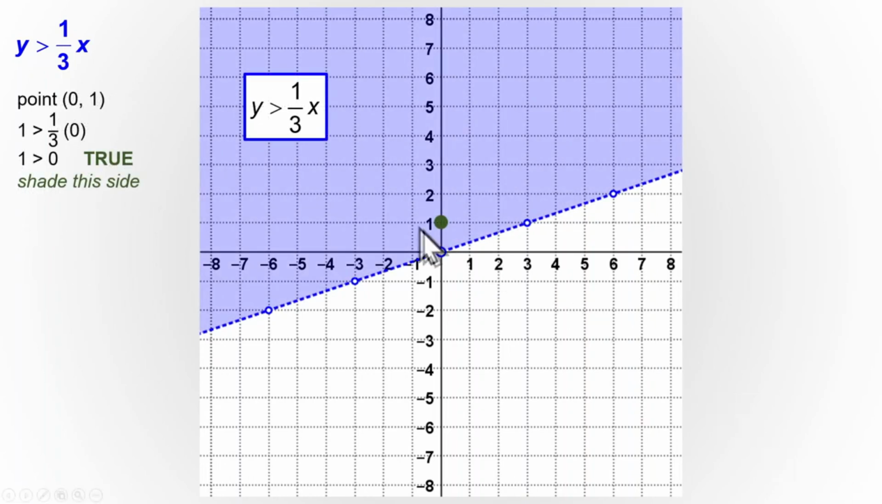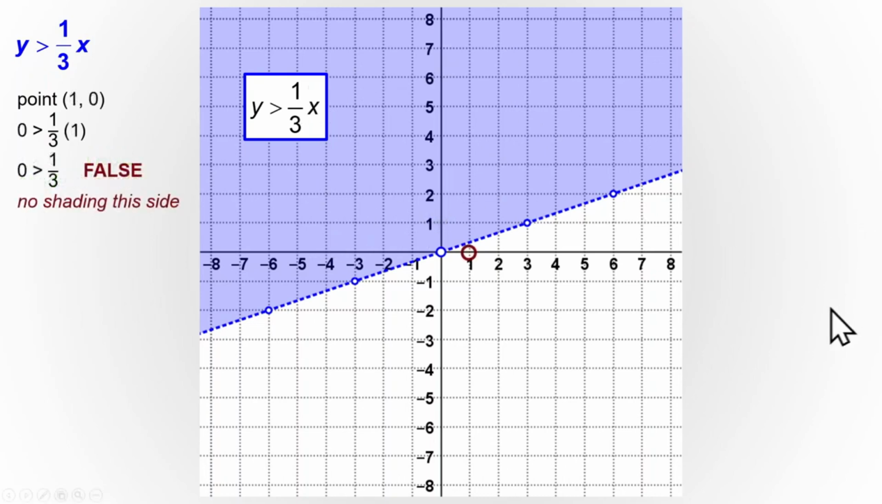Let's start with the point (0, 1). I plug it in, 1 is greater than 0. This is true. I will shade this side, meaning all these points should work. And then I chose, well, (1, 0). In this case, 0 is not greater than 1/3.